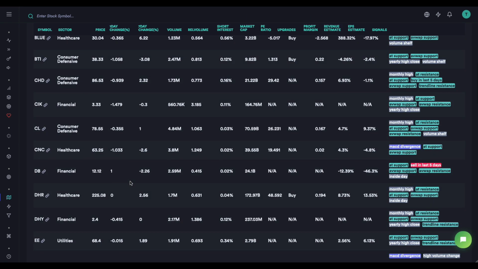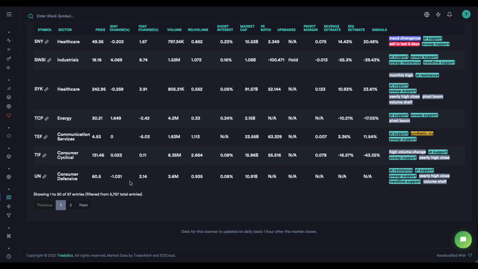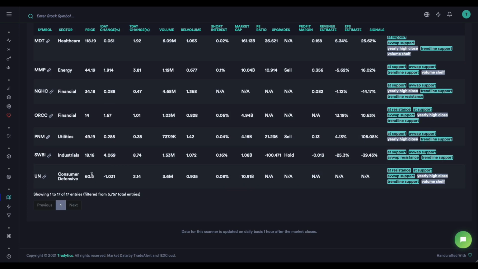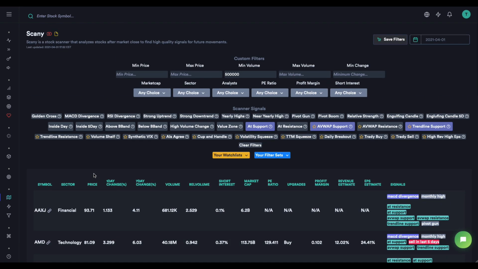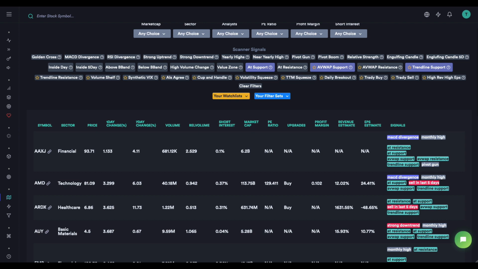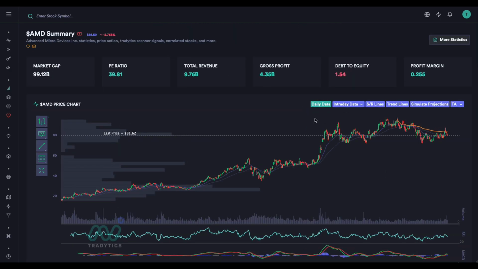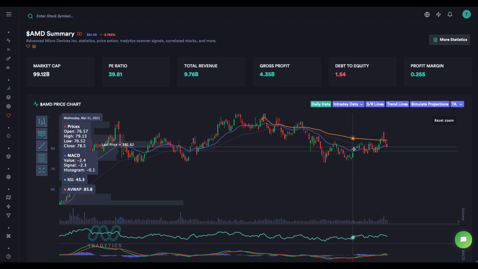We have the anchored VWAP support. Let's see, we have about 57. So let's see how many we get if we also have a trend line. Not many. This seems like an okay thing. 17. We have AMD. So let's quickly go to AMD. Again, I have no idea how this is looking on April. Okay, this is April 1st.